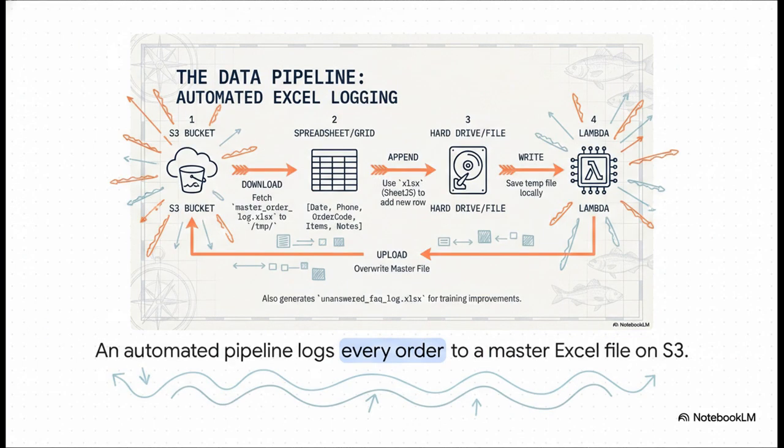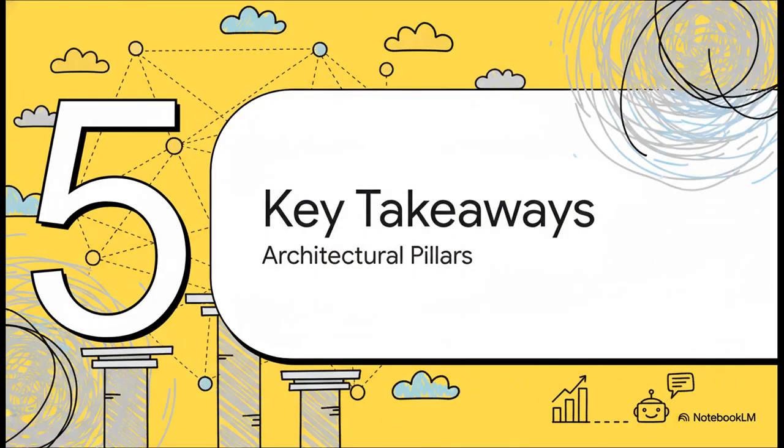And here's how the bot actually plugs into the business operations. Every time an order is completed, it kicks off this simple 4-step data pipeline. The Lambda function downloads the master order log from S3, adds the new order to it, and then re-uploads the updated file. It's an elegant loop that gives the business a clean, always current record of all its sales, completely automatically.